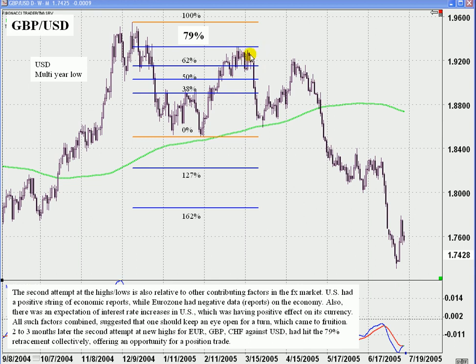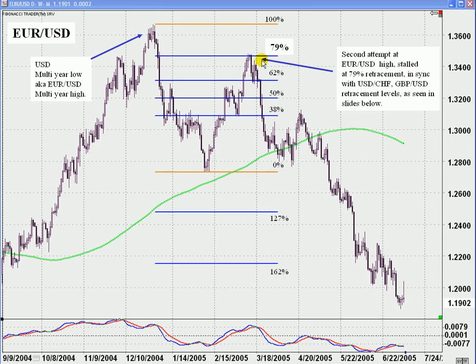But look what happened. I want to show you a very discrete characteristic of what happened. You see this deep retracement on the British pound? Well, let's go back to the euro chart. Look at the retracement on the euro chart. It did not come back as deep.